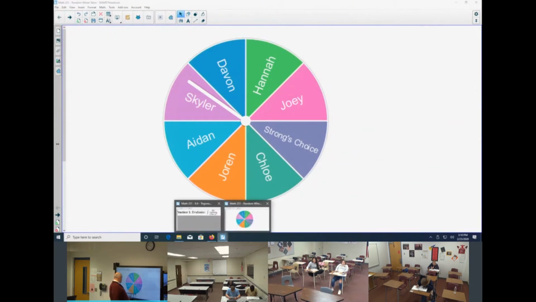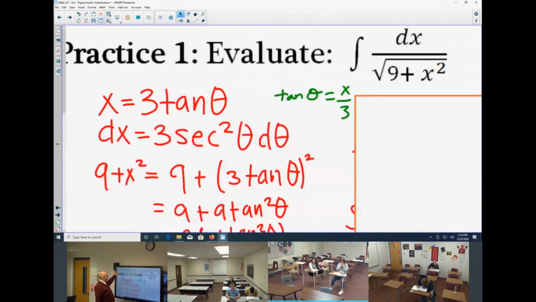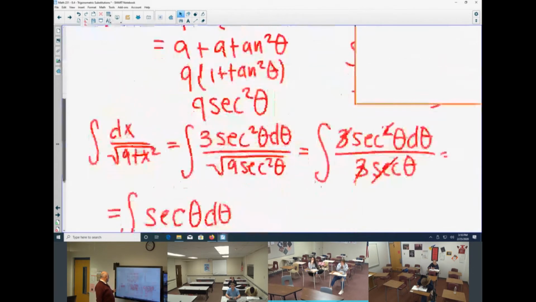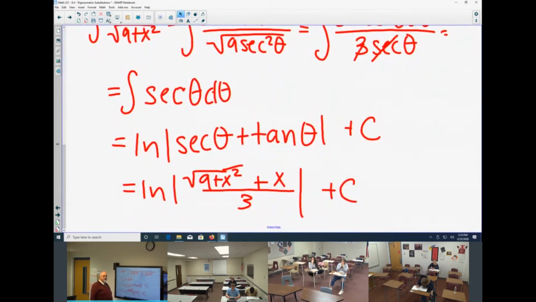All right, so Skylar, when you've got it. Natural log of square root of 9 plus x squared plus x over 3 plus c. Beautiful. Any questions on that? Okay. Yes. Go over that.